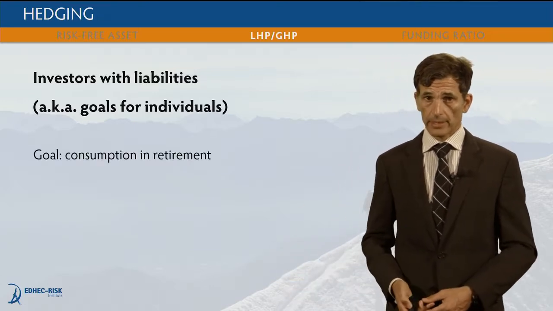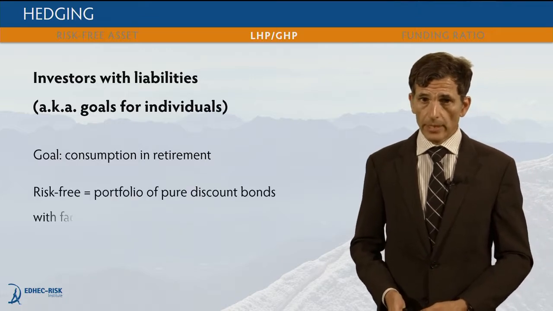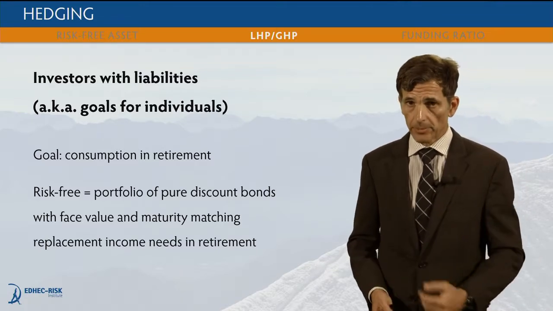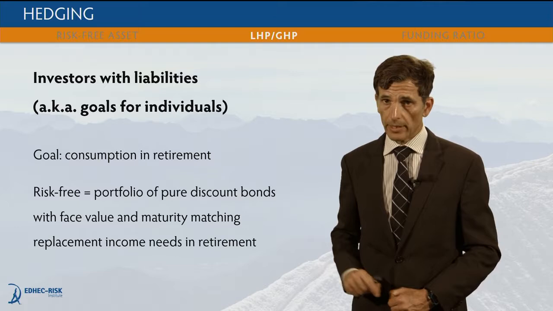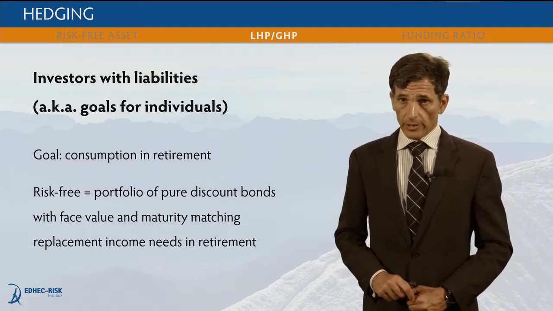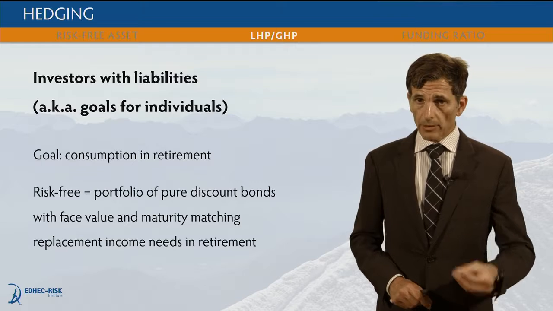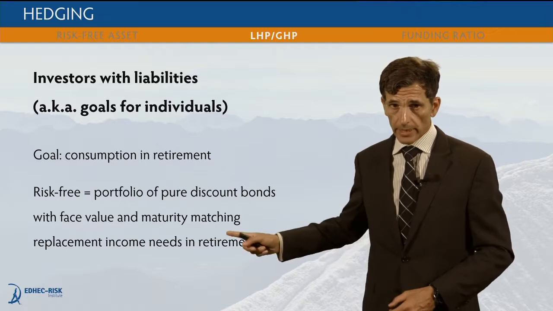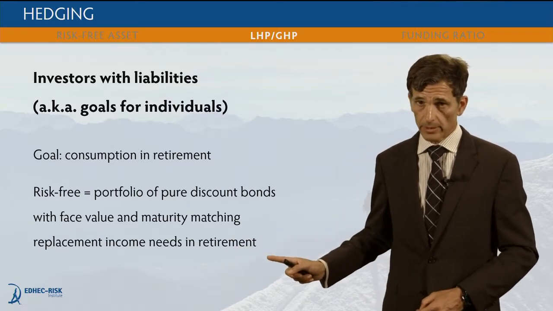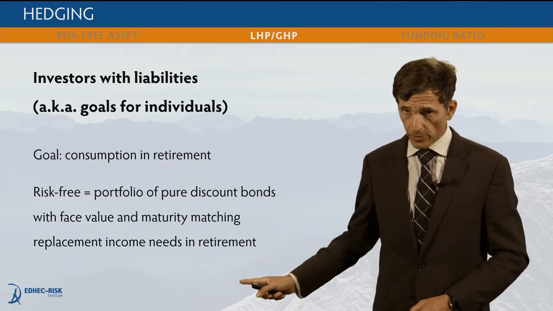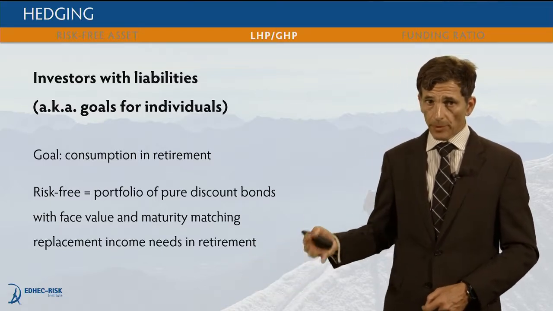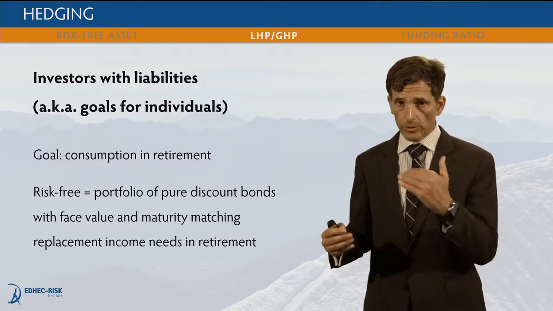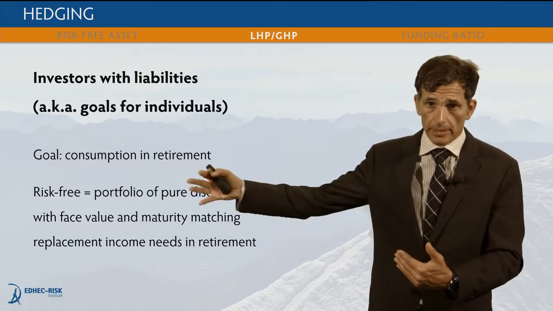Well, in this case, we have to define what is the goal and what is the risk-free asset with respect to this particular goal. So as an example, if the goal is generating replacement income that allows retirees to face consumption needs in retirement, well, in this case, the risk-free asset is not a pure discount bond. It's a ladder bond portfolio. This ladder bond portfolio is a portfolio of pure discount bonds, potentially inflation-linked, with face value and maturity date matching replacement income needs in retirement.